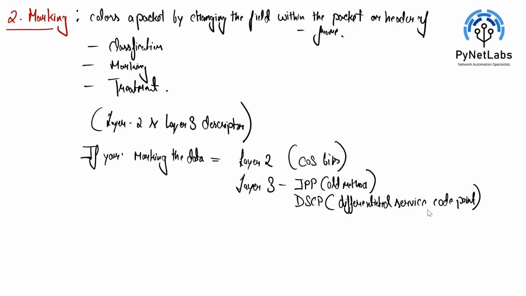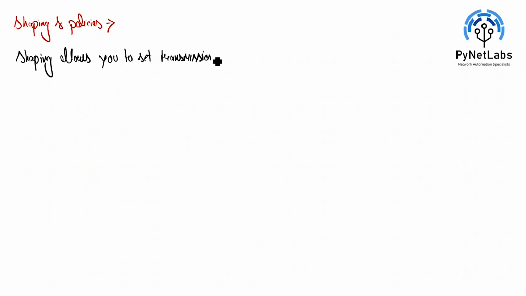So this is what classification and marking is. Apart from that, there are shaping and policing. While defining shaping and policing, by default the interfaces are always going to transmit at light speed, or we can say shaping allows you to set the transmission speed of the network traffic. So this can be one factor.